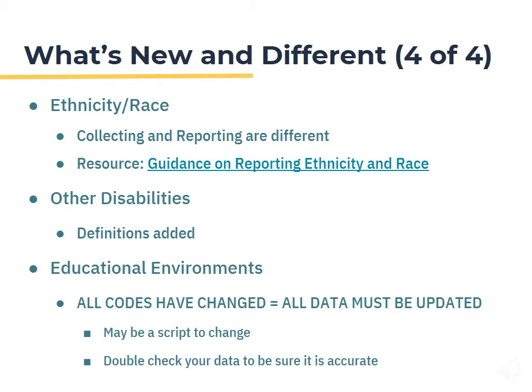The IDEA Part B educational environments. You want to be sure just to review that section pretty thoroughly. All codes have changed for the 3 to 21 age. The 3 to 5 and the 6 to 21 still have separate codes, but all of the codes have been changed for each of those groups. So you'll need to look at those closely. As you know, in the past we had some coding errors with those, and so we have just updated all of the codes. They all need to be looked at.